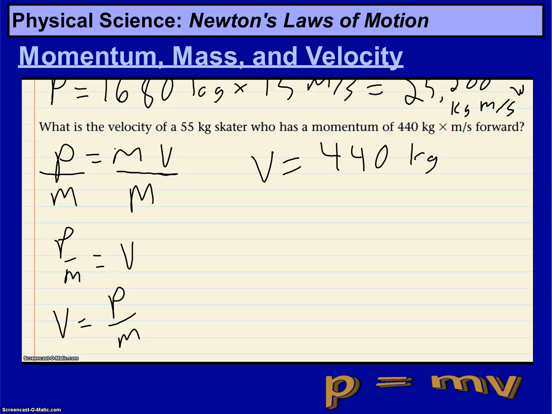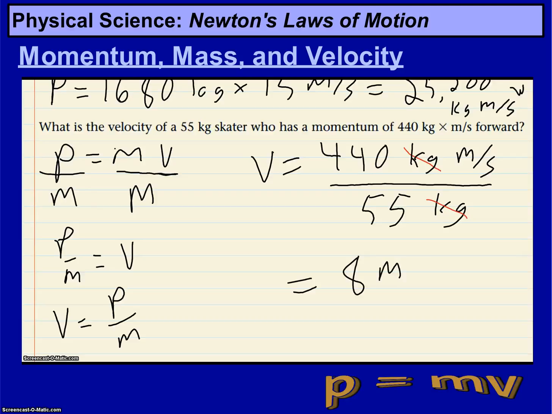440 meters per second, and we're going forward, divided by the mass of the skater, 55 kilograms. And those of you who understand unit or dimensional analysis will notice that our kilograms are going to cross out, leaving us with the unit of meters per second. So velocity is equal to 440 meters per second divided by 55. When you do that, you're going to find that the velocity of our skater is 8 meters per second forward. And that's momentum math.